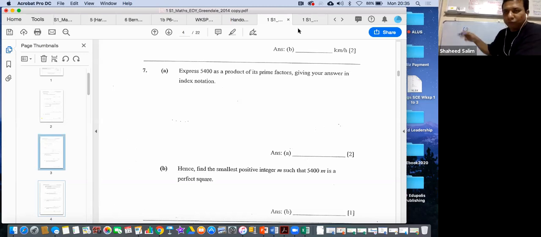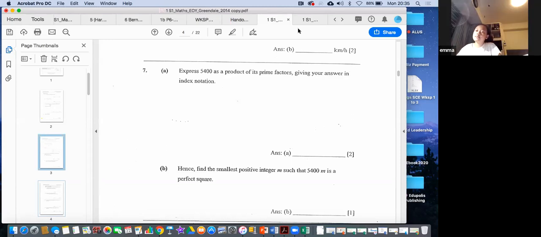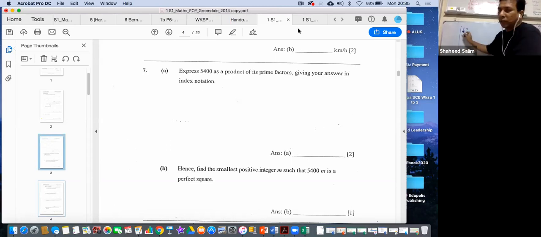62. Can you try to find a square root of 62? Is it possible? You get a whole number? No. So let us find now the prime factorization, we do together. Divide by 2, get 31.